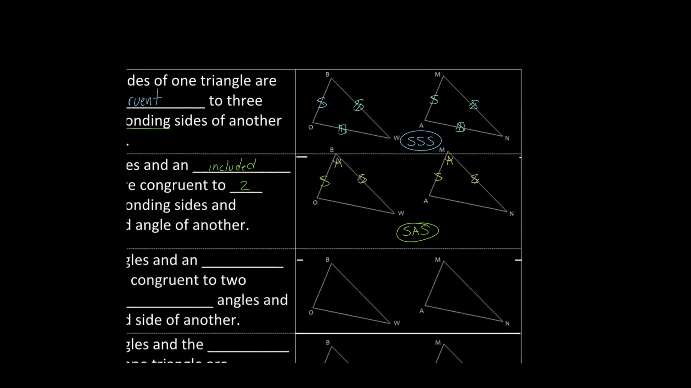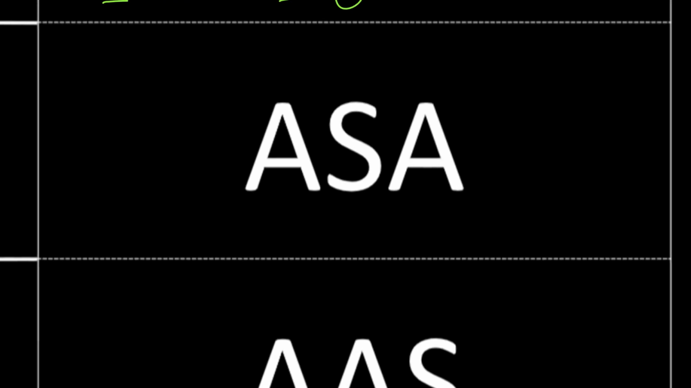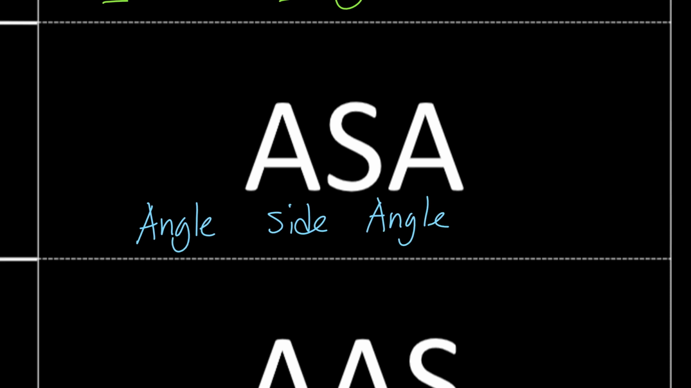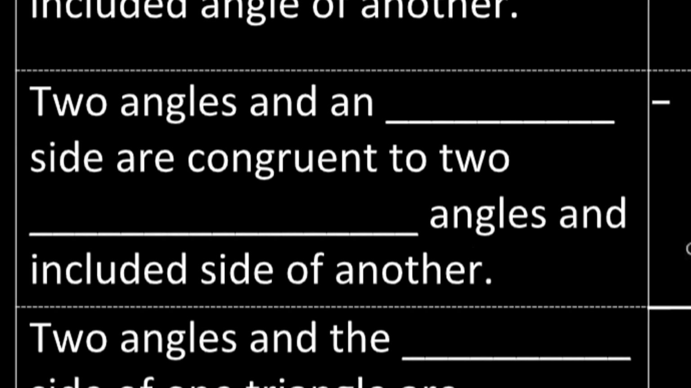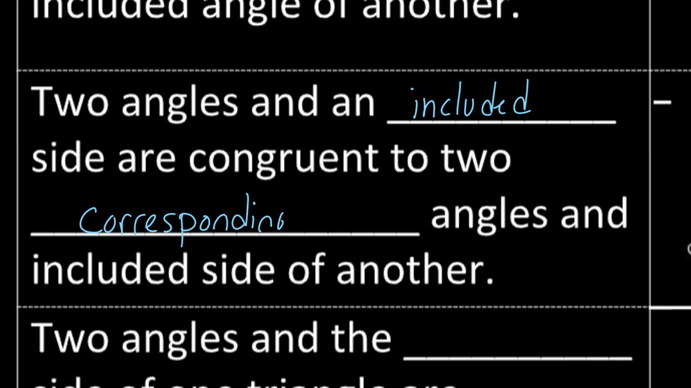All right, next one is ASA. What do you think that stands for? Angle, side, angle. That postulate states two angles and an included side are congruent to two corresponding angles and included side of another triangle.